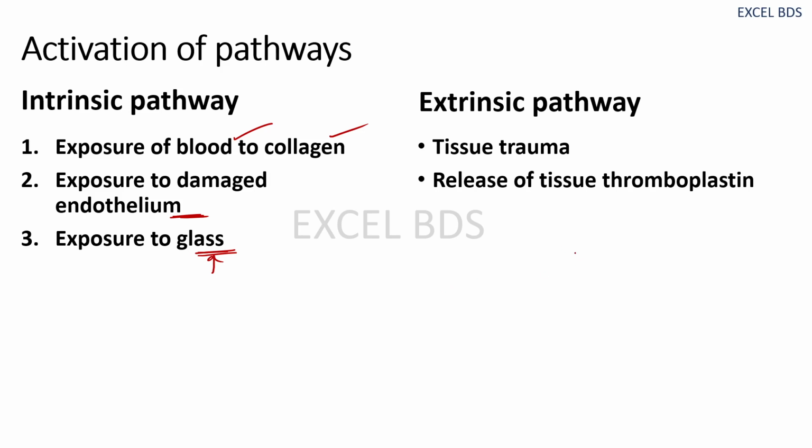What triggers the extrinsic pathway is trauma to the tissue. Whenever there is trauma to the tissue, there is a release of a substance called tissue thromboplastin. So the reasons for activation of the intrinsic pathway and the extrinsic pathway are different. Include this also in your answers if you want to score better.